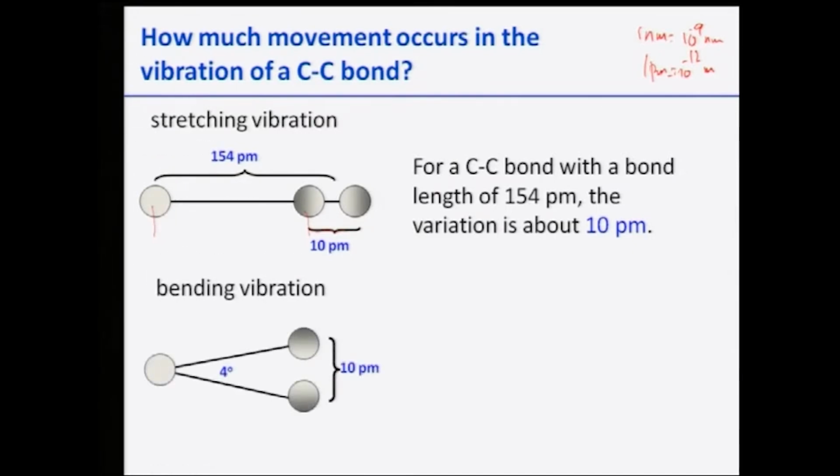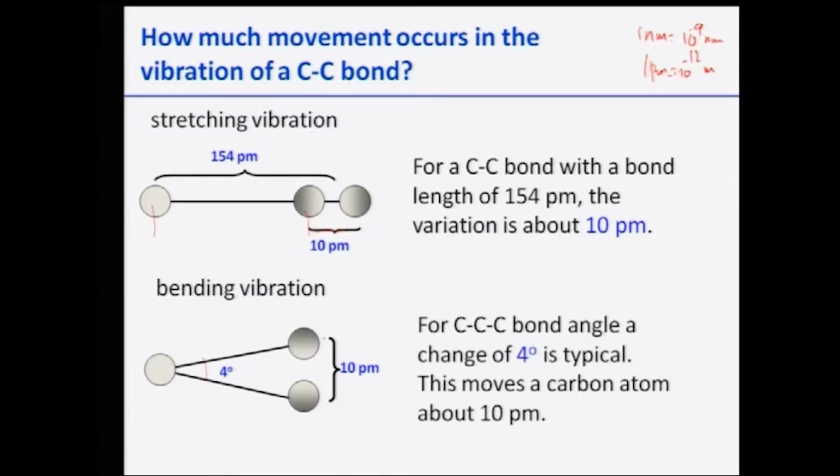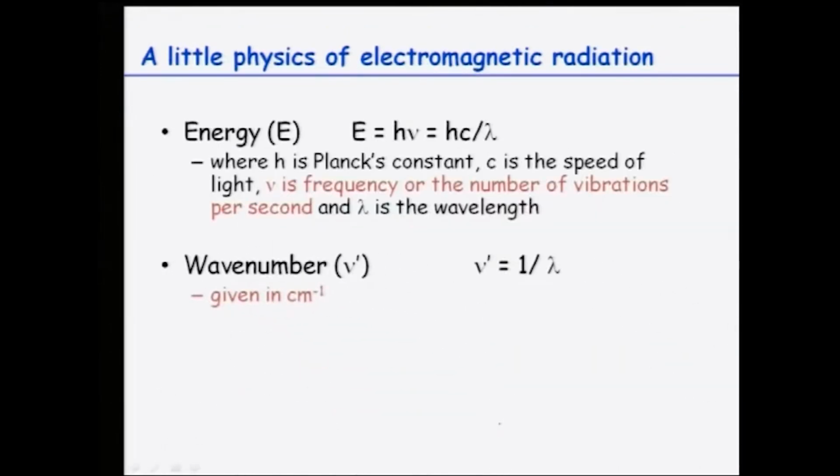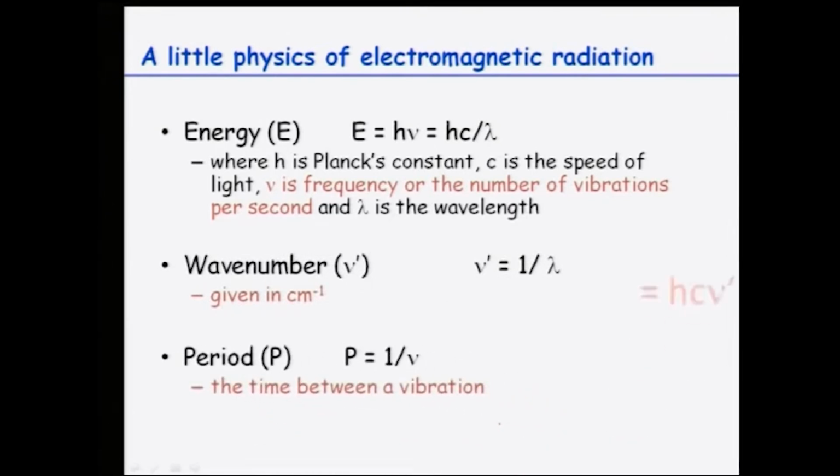So that is for the stretching. For the bending, what is the bending angle? If we consider the carbon-carbon bonds, the bending angle is a maximum of 4 degrees. So this much bend happens when the carbon-carbon bonds vibrate, and that means a distance of about 10 picometers. For C-C-C bonds, the angle changes by about 4 degrees, and this moves the carbon atom about 10 picometers. I will not discuss these aspects further, because I have already discussed the energy and the wave number and other things.